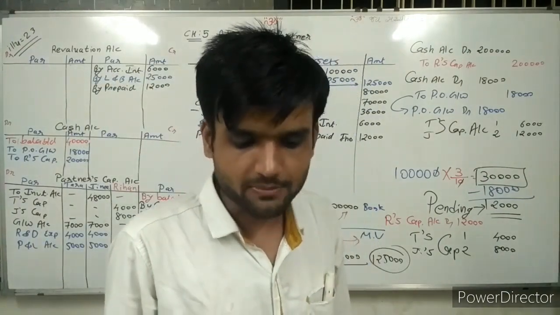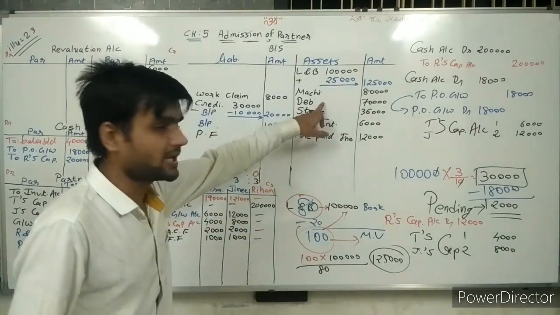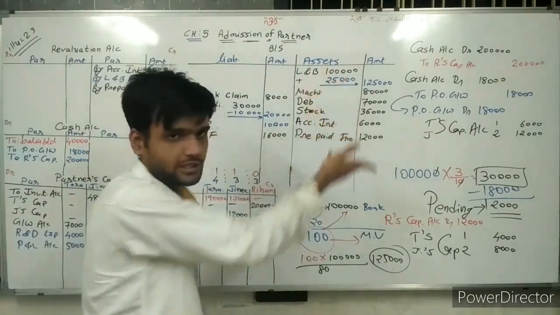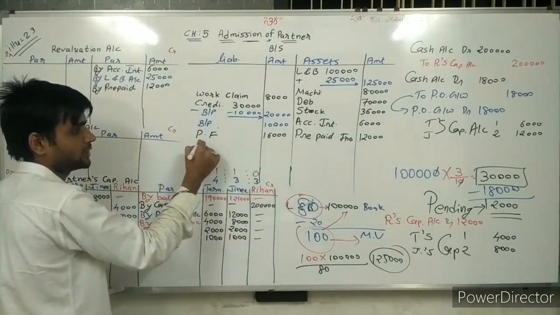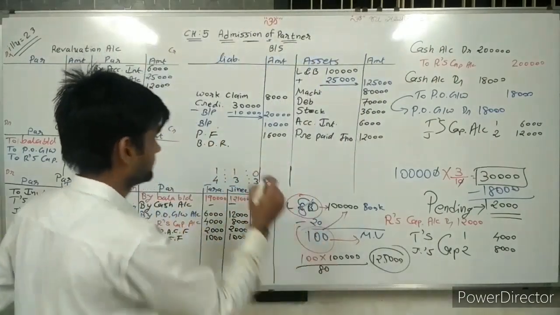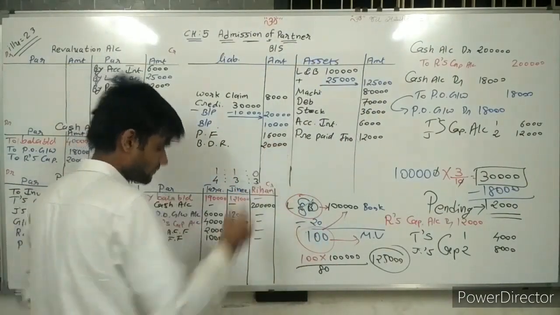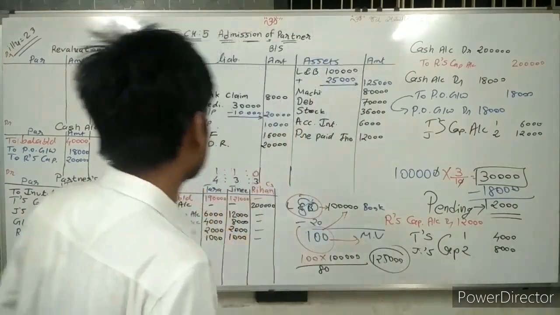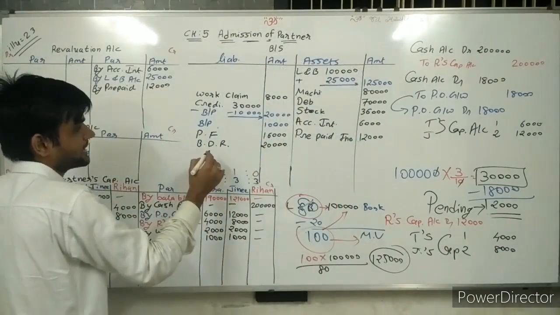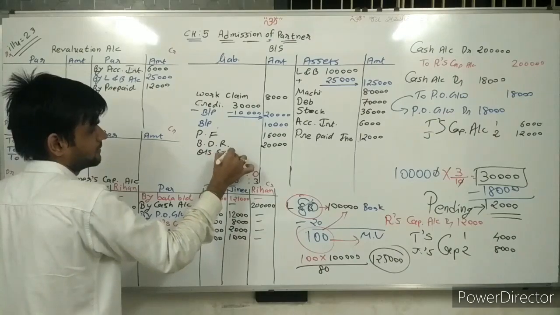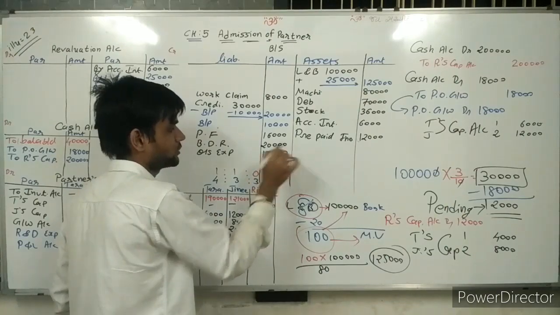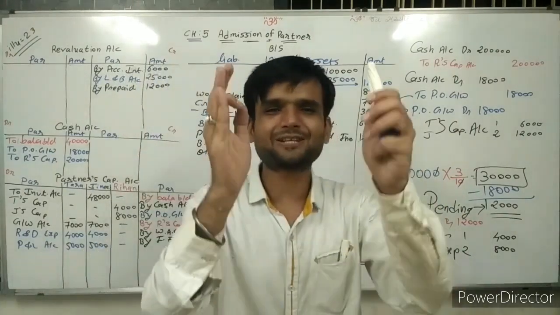Going ahead, bad debt reserve. From debtors, bad debt reserve is deducted. There are two methods. If you want to deduct, then deduct it. If you want to write it as it is here, you can do that also. Bad debt reserve as it is, 20,000 rupees. Creditors are already written. Outstanding expense is 15,000 rupees. Complete, 100% complete.